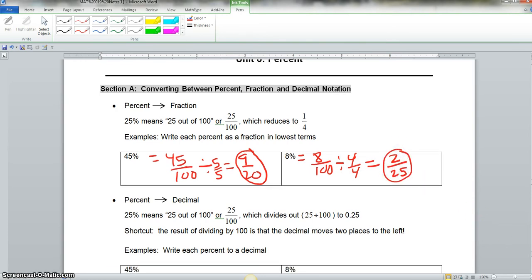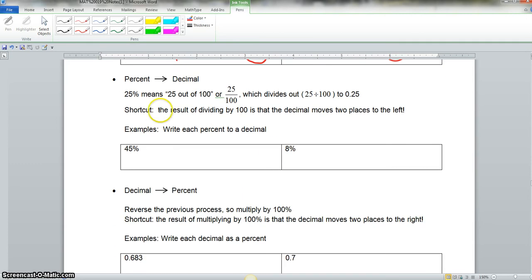Now, we scroll down. Percent to decimal. 25% means 25 out of 100, or 25 over 100, which divides out: 25 divided by 100 is 0.25. Shortcut, the result of dividing by 100 is that the decimal moves 2 places to the left. Examples, write each percent as a decimal.